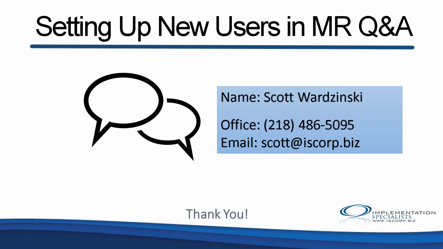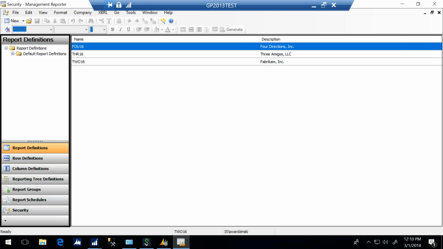All right, I am not seeing any questions here, so we're going to hop over to, those of you that are familiar with my webinars know that the GP 2013 test box here is kind of my little playground, so we're going to hop into here. I already have Management Reporter launched. And here I've got 3 companies set up in my system here, the Fabrikam, 3 Amigos, and 4 Directions.